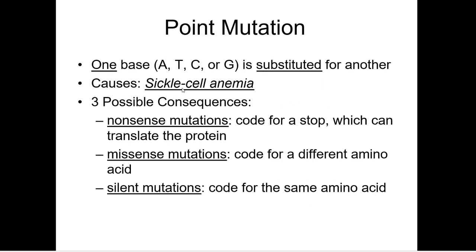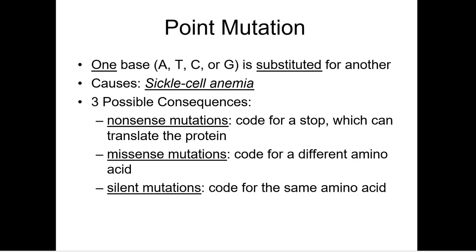One of the things we see from this is called sickle cell anemia. And sickle cell anemia is basically, instead of our blood cells being a nice big round shape that oxygen can really bind to, they're kind of caved in, in a crescent moon shape, and they can't carry oxygen as well, okay? And then there are 3 possible consequences.